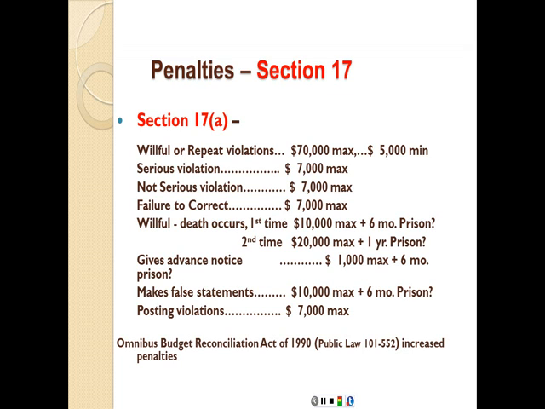Failure to correct. You were cited, you were given an abatement period, and you did not contest it, and you failed to correct within that period. Again, there's a citation up to $7,000 per individual exposed. Willful. Now, if death occurs the first time, a maximum of $10,000 plus 6 months prison. So it's not only a financial penalty, there's also prison time. For the second time, of course, I can't imagine a contractor being that negligent, but it happens. It's going to be $20,000 maximum plus 1 year in prison.